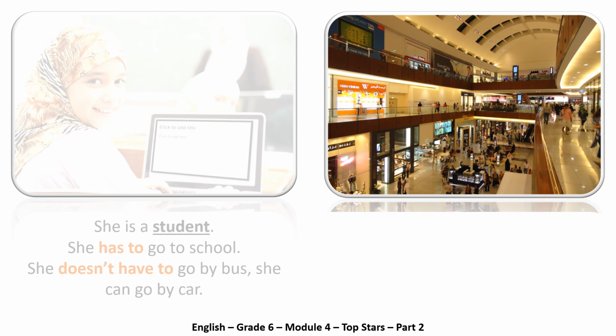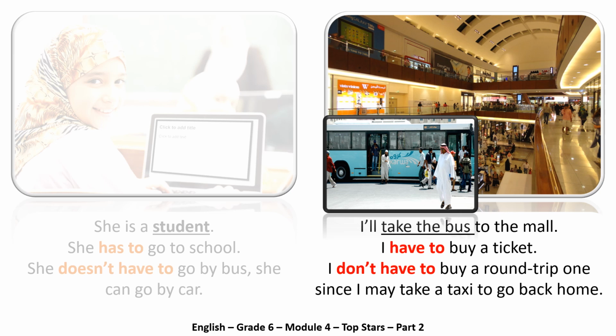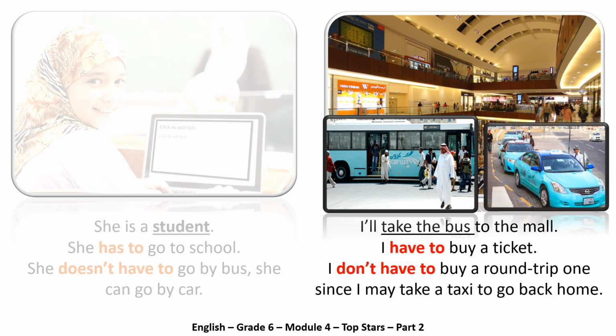Let's look at this picture and think together what this is. Thank you. It's a mall. So, how do you go to the mall? Do you go by bus, by taxi, or by car, or do you go on foot? For me, I go by bus. So, I'll take the bus to the mall. If I take the bus to the mall, do I have to buy a ticket? Of course, yes. So I have to buy a ticket. But I don't have to buy a round trip one, since I may take a taxi to go back home.